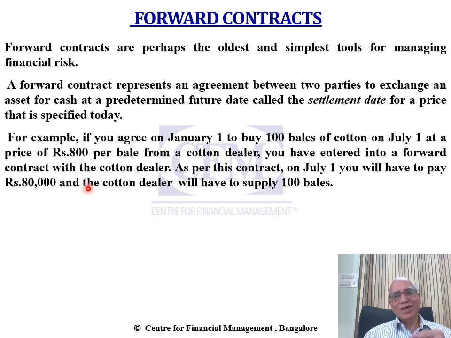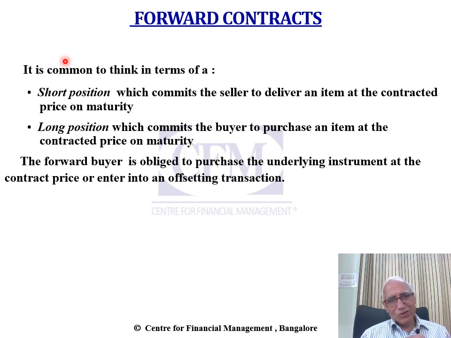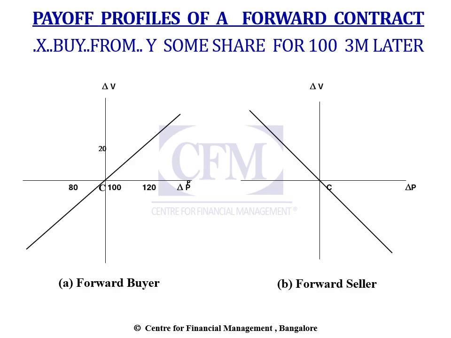In forward contracts, it is common to think in terms of a short position and a long position. A short position commits the seller to deliver an item at a contracted price on maturity. A long position commits the buyer to purchase an item at a contracted price on maturity. The forward buyer is obliged to purchase the underlying instrument at the contract price or enter into an offsetting transaction. Let us look at the payoff profiles of a forward contract.